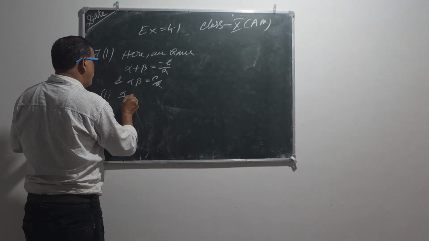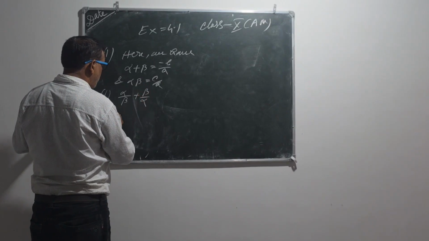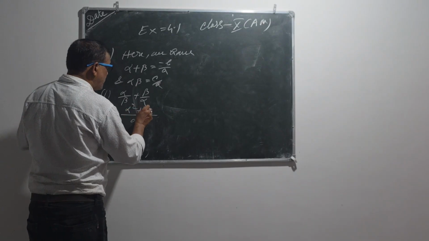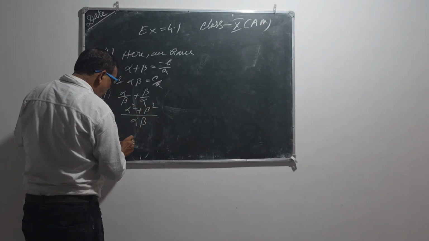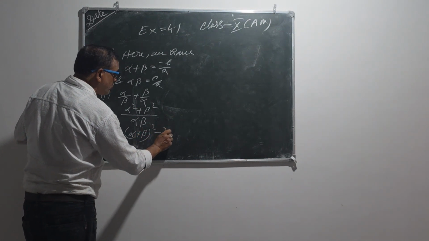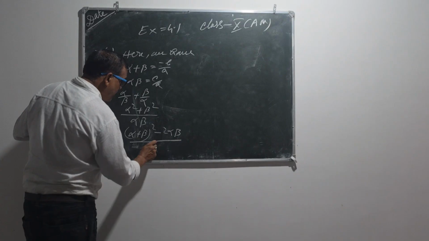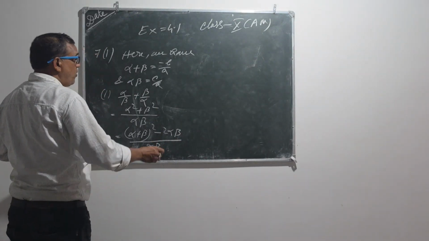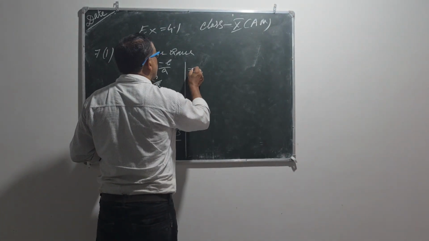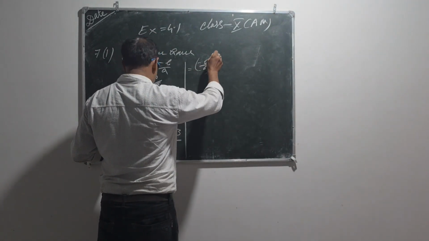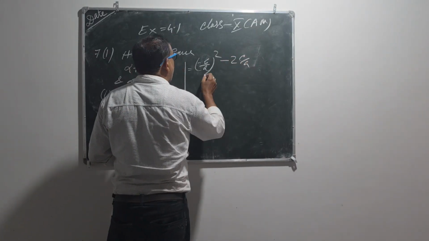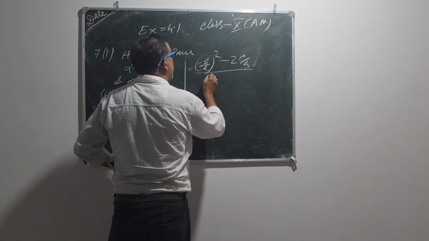So alpha by beta plus beta by alpha equals, taking the LCM alpha beta, alpha square plus beta square. So it will be alpha plus beta whole square minus 2 alpha beta, divided by again alpha beta. So finally the value of alpha plus beta will be minus b by a. Let us substitute: minus b by a whole square, minus 2 into c by a, then divided by alpha beta, which is c by a only.